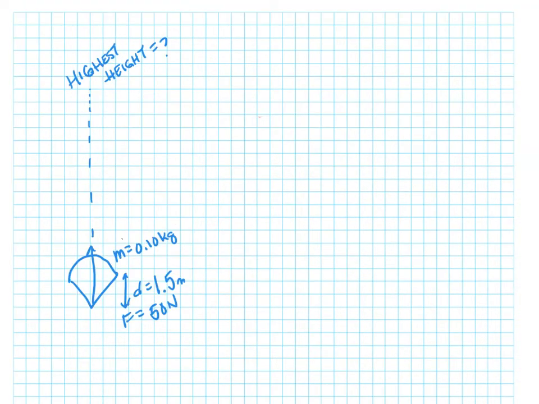In this example problem, I've got a bow and arrow, and I'm going to shoot this arrow that's 0.1 kilograms until it gets to its highest height, and I want to know what that highest height is. In order to do this, I need to find two locations to compare where I know the height and the velocity. One location will be here at the very bottom. The other location will be up here at the very top. The reason I picked the top is because at the highest height, the velocity is equal to 0.